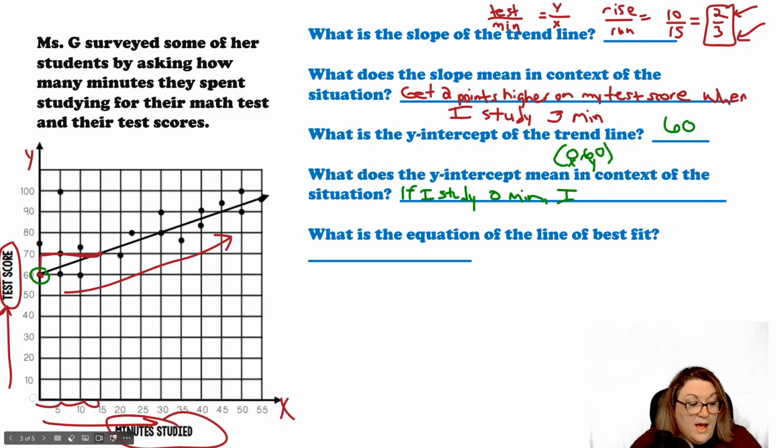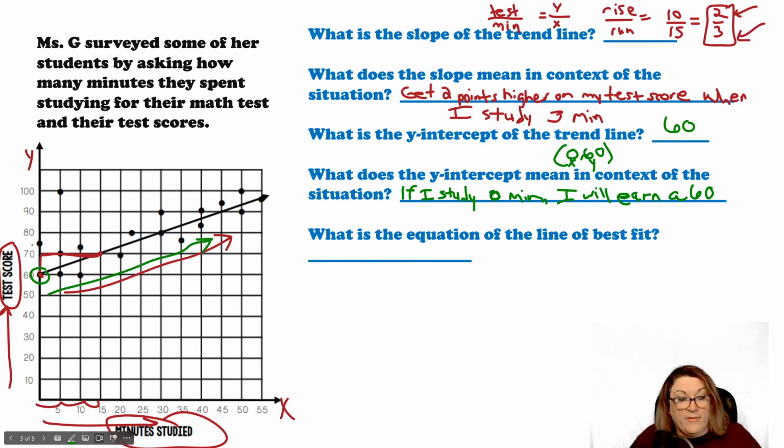Okay, I will get a 60 on the test. I will earn a 60. That's earn. Mouse is not wanting to play right. Okay, so if I study only 0 minutes, which is nothing, I will get a 60. That's what this data trend here is showing, okay?